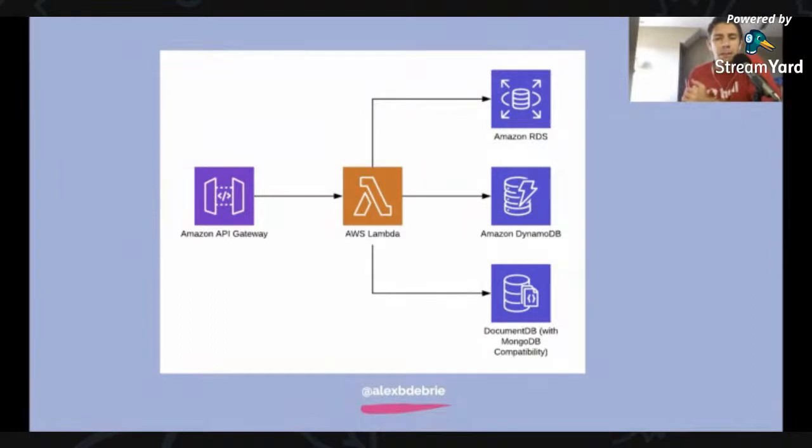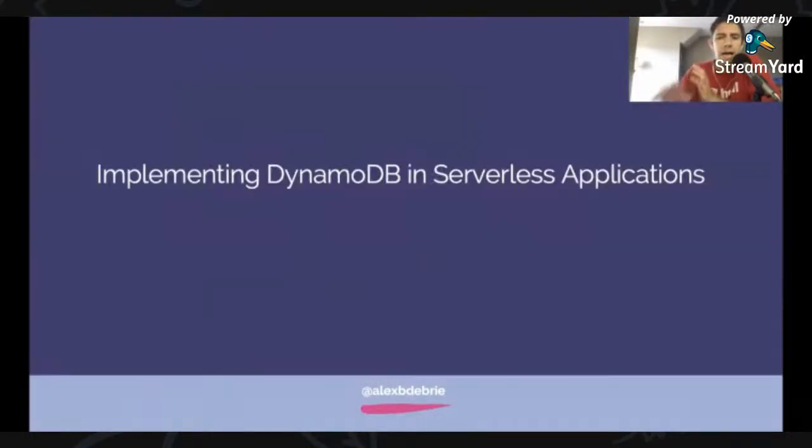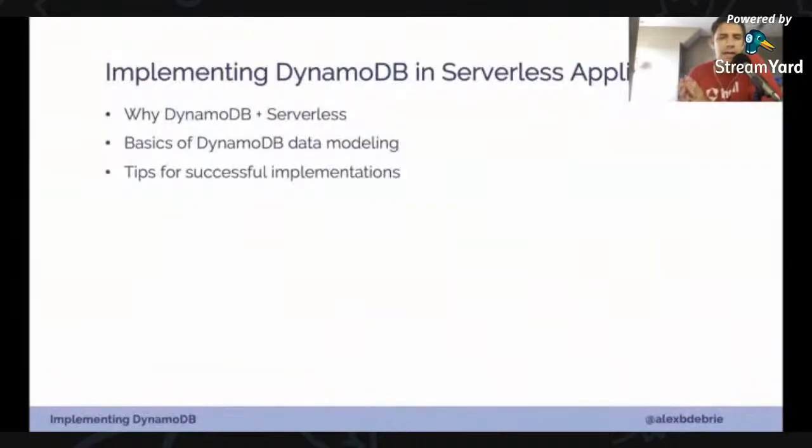But really one of the more popular ones is in the middle there, Amazon DynamoDB, and that's what I'm going to talk to you about today. Right? Amazon DynamoDB is this NoSQL database that works really well in serverless applications, and we're going to discuss why it works so well in serverless applications and why it's become the database of choice for a lot of people that are doing serverless applications. So this talk is about implementing DynamoDB in serverless applications.